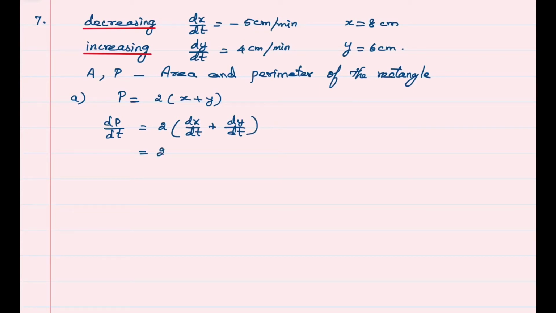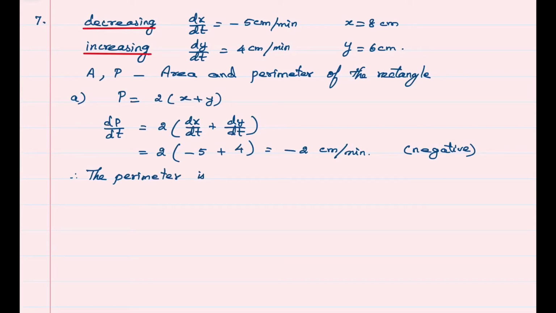Let us plug in the values which are given. dx by dt is minus 5, don't forget this negative sign, plus dy by dt is 4. The answer is minus 2, and perimeter unit is centimeters, time unit is minutes. And it is negative. Therefore, the perimeter of the rectangle is decreasing at the rate of 2 centimeters per minute. If we write the word decreasing, we need not write the negative sign in the answer.